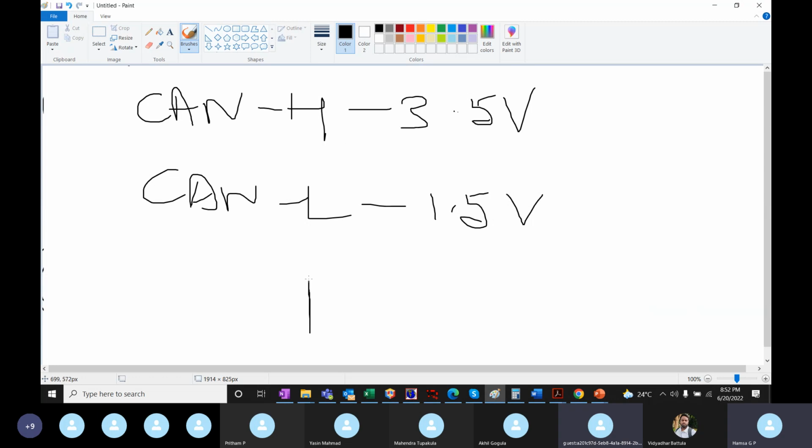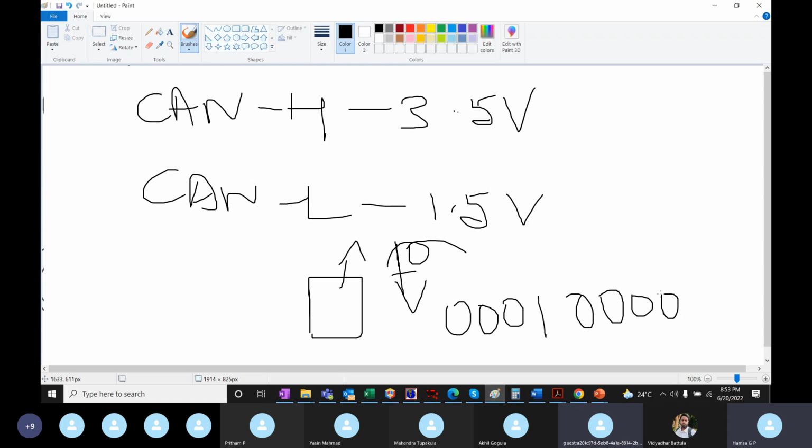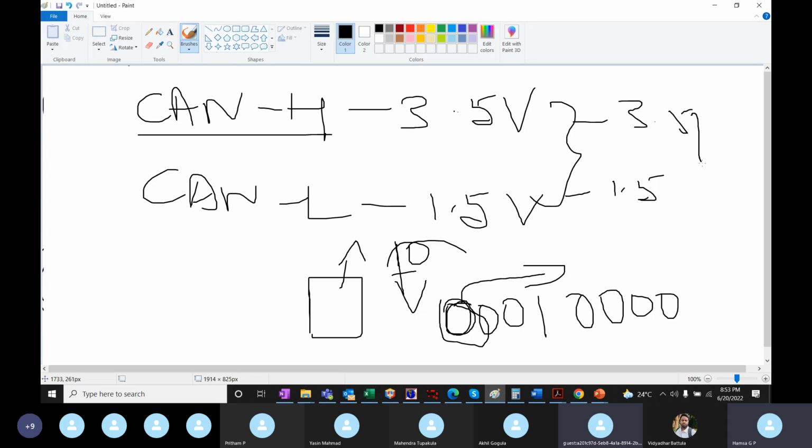So if one ECU is sending data with ID, let's assume 10. When you take the 10, 1 means 0 0 0 1 if it is 4 bits of data, and 0 means 0 0 0 0. So to get the 0, I'll come in reverse so it will be easy for you. Assume CAN high is 3.5 voltage and CAN low is 1.5 voltage. What is the difference between these two? 2 volts. Whenever it is 2 volts, the CAN transceiver will consider this as a 0, dominant.